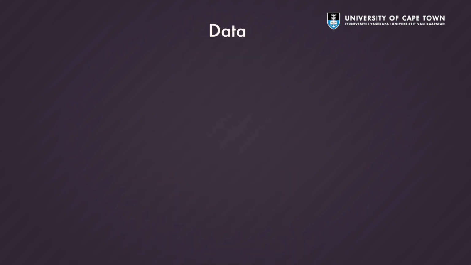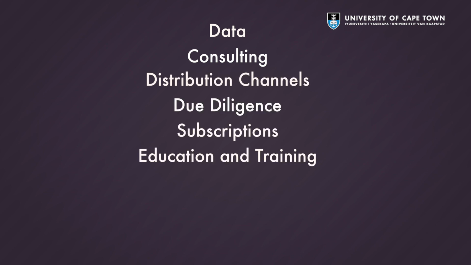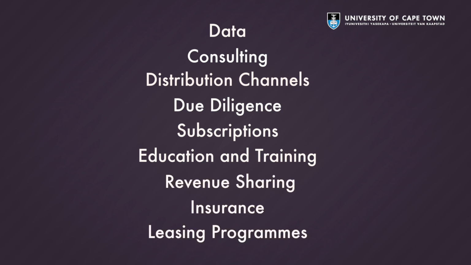Next, we're going to go through a few different revenue stream options, some of which involve a third-party payer, and some of which use your same end beneficiary with some modifications. These include data, consulting, distribution channels, due diligence, subscriptions, education and training, revenue sharing, insurance, and leasing programs.